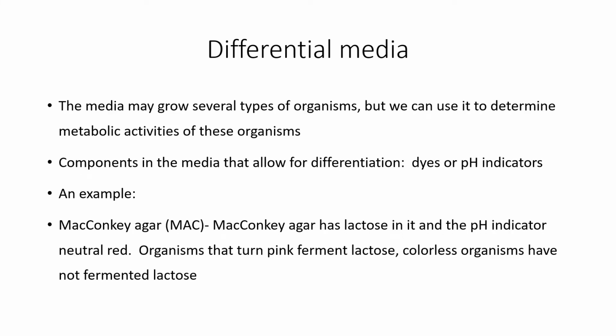Differential media grows several types of organisms, but we can use it to determine the metabolic activities of these organisms. Okay? Components in the media that allow for differentiation would include things like dyes and pH indicators. A great example of a differential media is MacConkey agar, where organisms that ferment lactose will turn pink. So an example of that would be E. coli, and then colorless organisms that do not ferment lactose are going to remain colorless. Some examples of colorless organisms that do not ferment lactose would be things like Proteus or Providencia. Okay, so we can take a look at our MacConkey agar and tell right away which are our lactose fermenters and which are our non-lactose fermenters.